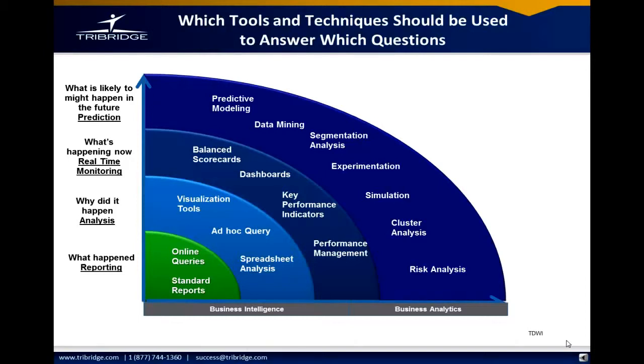This is where we're going to use balanced scorecards, dashboards, key performance indicators, and some performance management techniques. When we want to answer the question, what's likely to happen in the future, we're really getting into the core of business analytics. And here we're going to use predictive modeling, data mining, some segmentation analysis, experimentation, simulation, cluster analysis and risk analysis. So these predictive models and these experimental techniques are the approaches that we use in business analytics to really try to predict the outcomes of what's likely to happen.